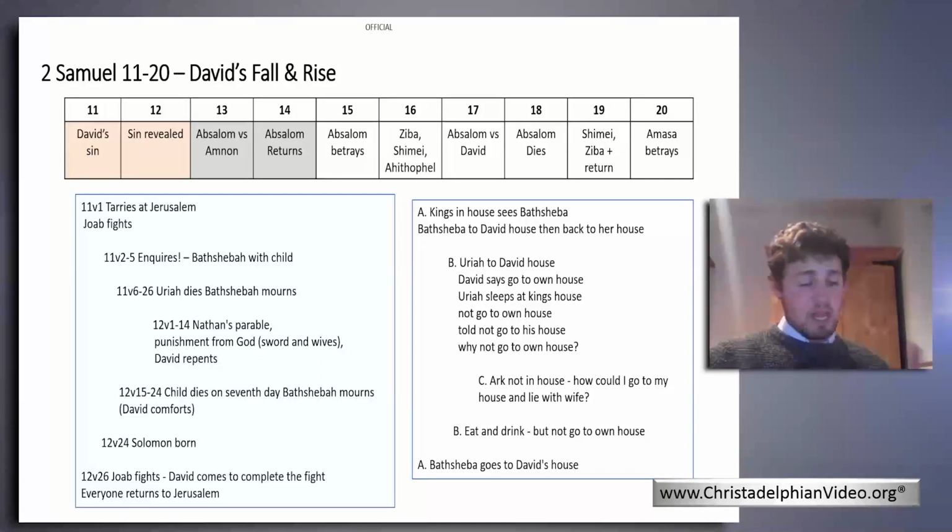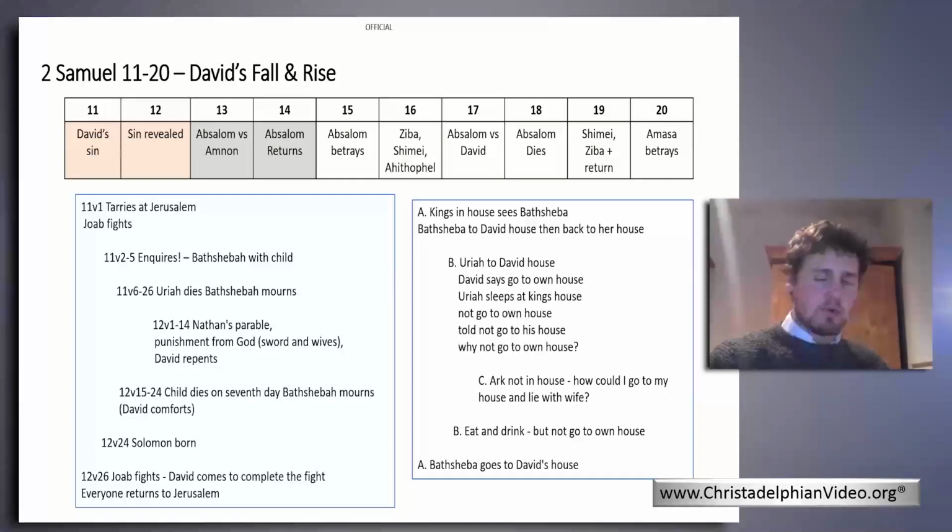Because it begins with the king in his own house, David in his own house. He sees Bathsheba, he brings Bathsheba into his own house, and then she goes back to her house. And then there's this whole passage where David tries to persuade Uriah to go to his own house, and he doesn't. And then he tries to persuade him again, and he doesn't. And so he has to kill him. And then ultimately Bathsheba ends up permanently in David's house.